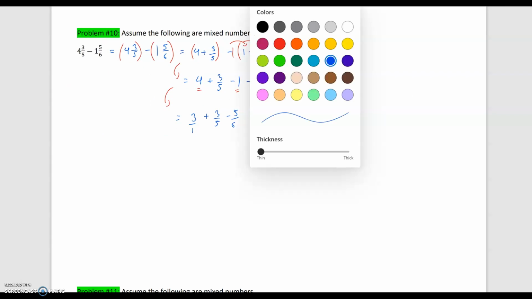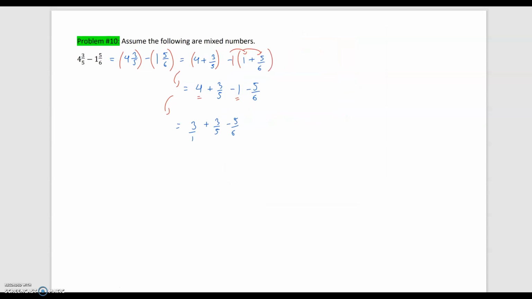And at this point, we're going to need an LCD. So your LCD is equal to 30. So multiply the first one times 30, second one times 6, and third one times 5. And let me rewrite it as, this is going to be, well, 90 over 30 plus 18 over 30 minus 25 over 30.